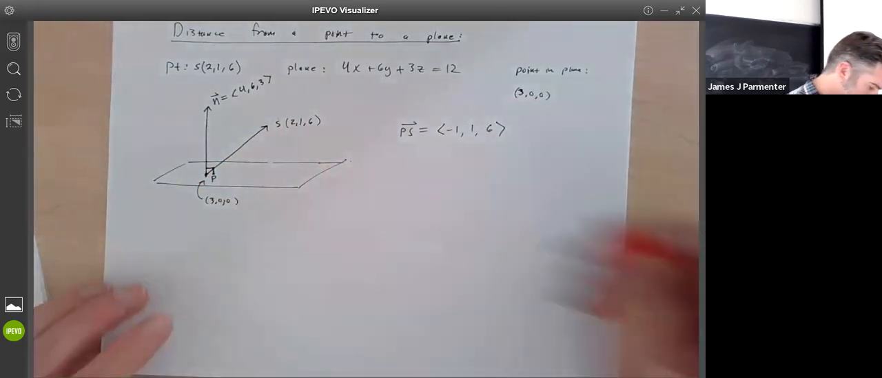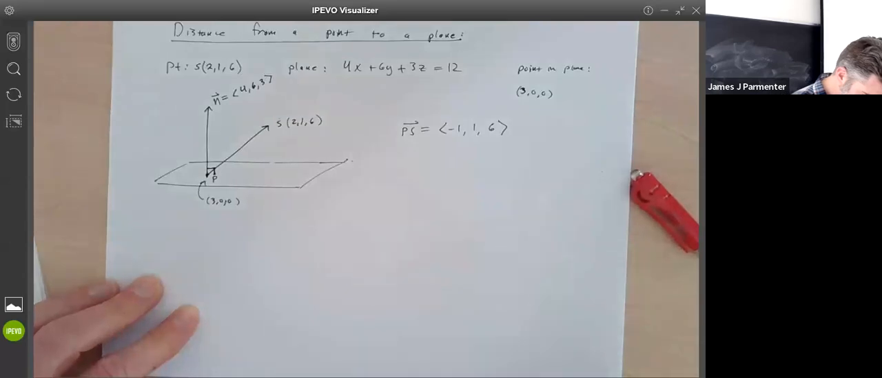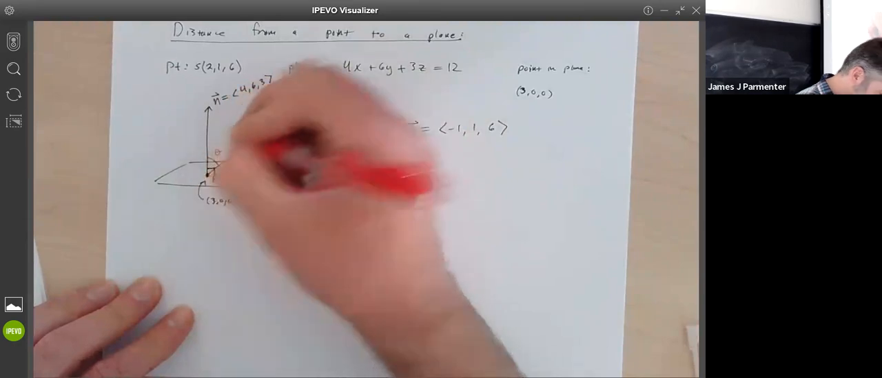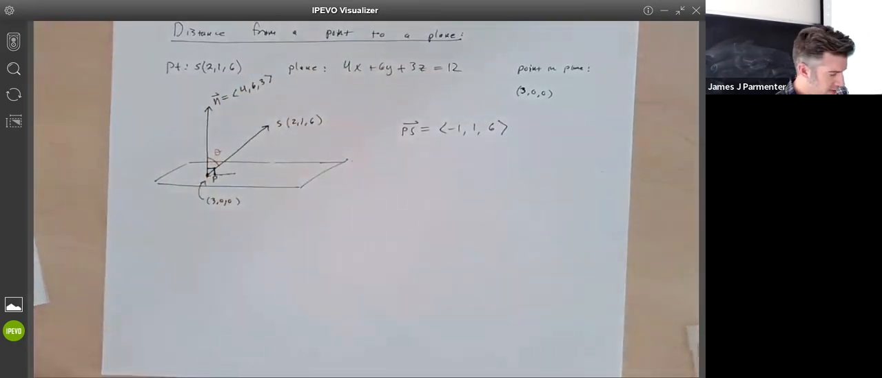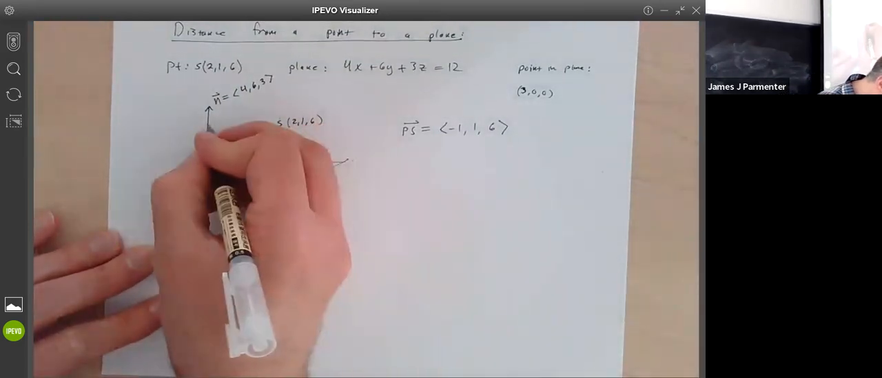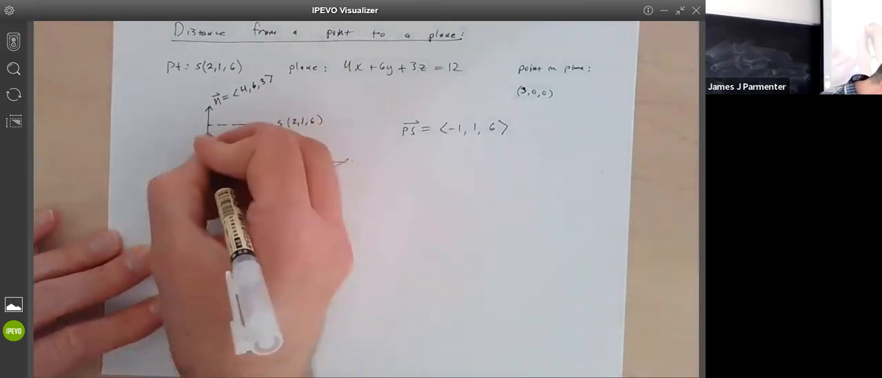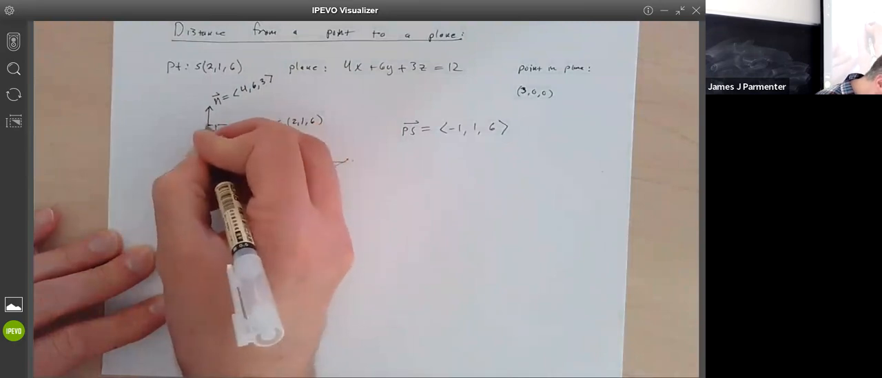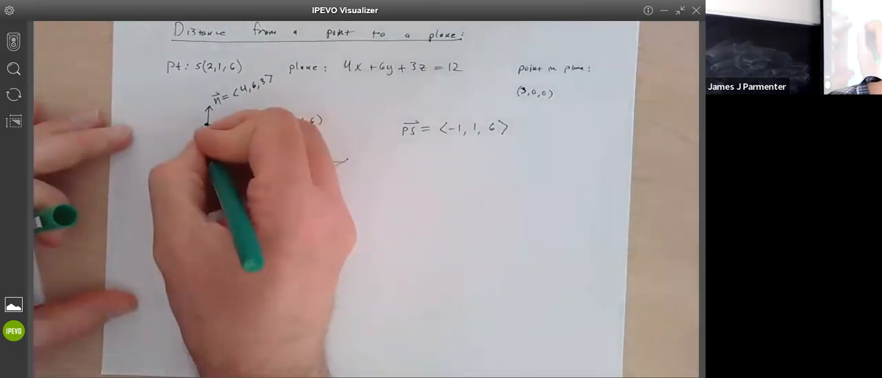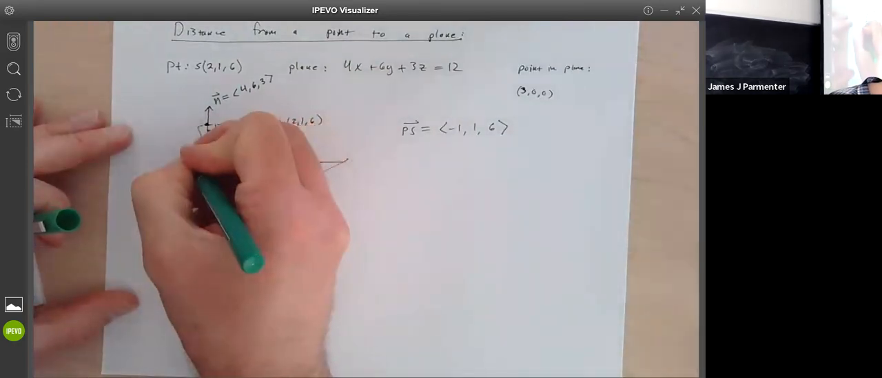And then we're going to draw this angle here, theta. And we're trying to find, in fact, let me draw a little bit more here. We are trying to find specifically this distance.